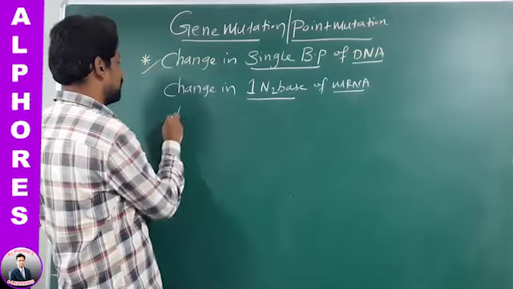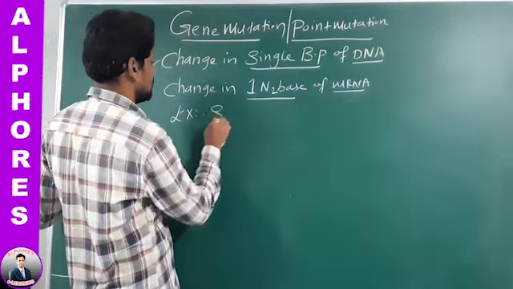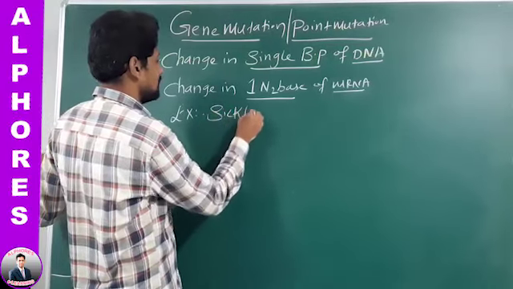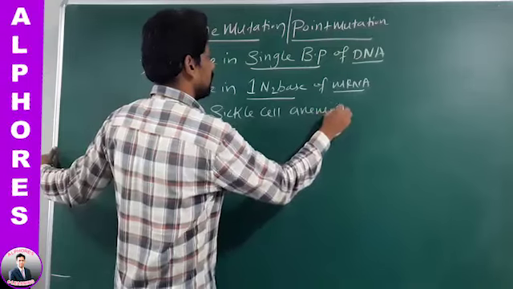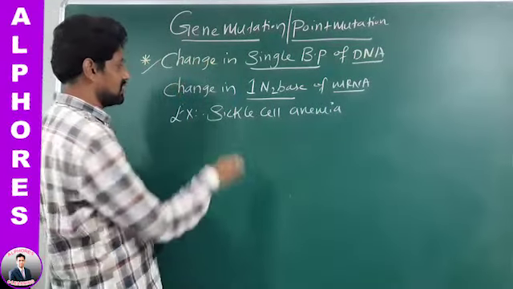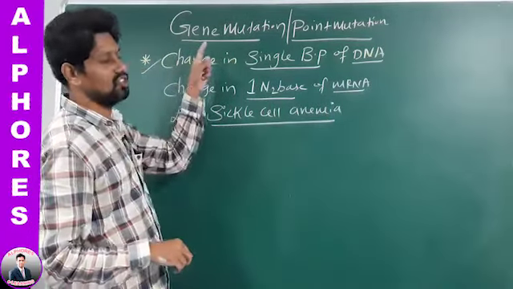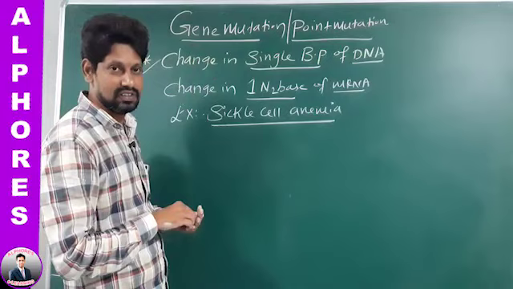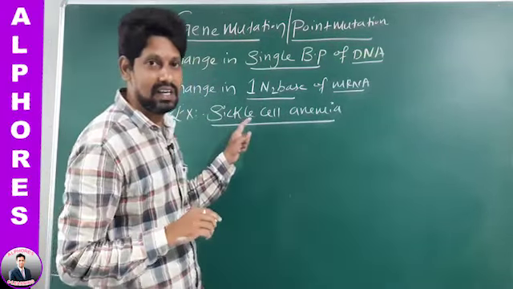The best example for gene mutations is sickle cell anemia. What is the example for gene mutations or point mutations? Sickle cell anemia is an example for gene mutations or point mutations. I think you got it in zoology.